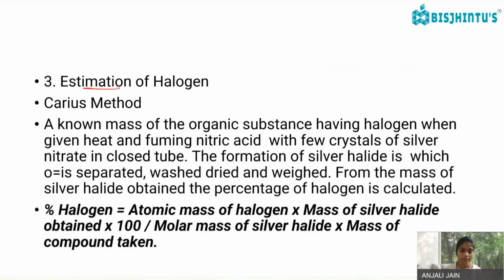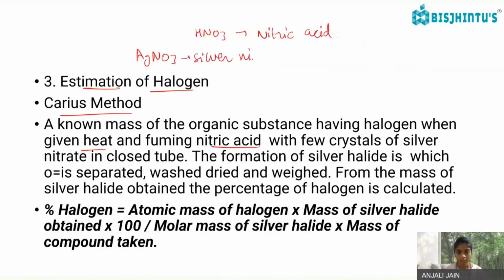Then comes estimation of halogen, Carius method. A known mass of the organic substance containing halogen is heated with fuming nitric acid, HNO3, with a few crystals of silver nitrate, AgNO3, in a closed tube. Like if I am taking this test tube, with AgNO3 plus HNO3 plus RX, which is any halogen-containing compound, silver halide is formed.